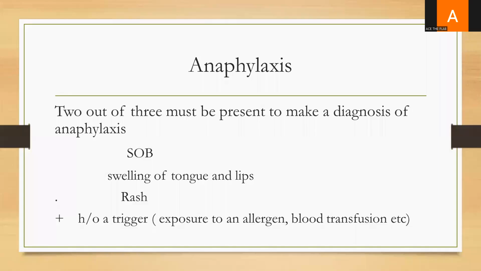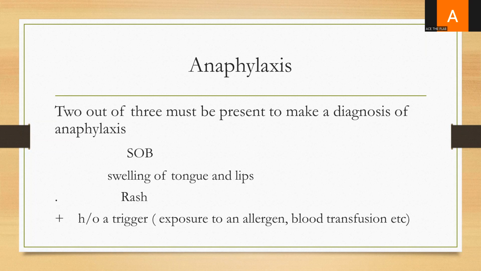Hello, doctors. So today we are going to discuss anaphylaxis in a Simman. Let's briefly discuss how to make a diagnosis of anaphylaxis. For anaphylaxis to be present, we need two of the three cardinal features: shortness of breath, swelling of the tongue and lips, and rash on the body. If you have any two of these, then you can safely make a diagnosis of anaphylaxis.